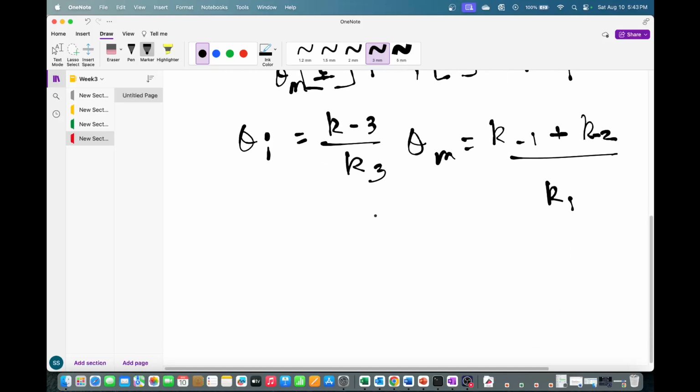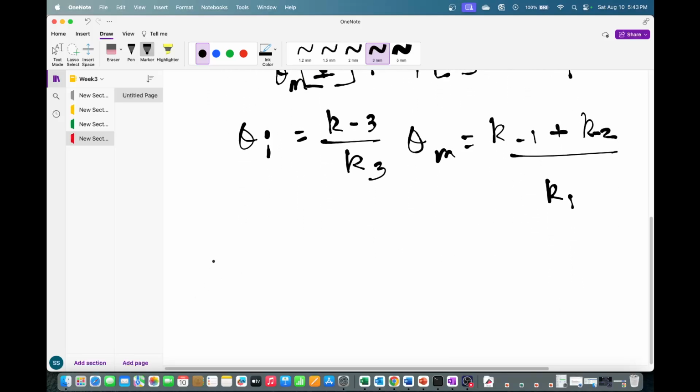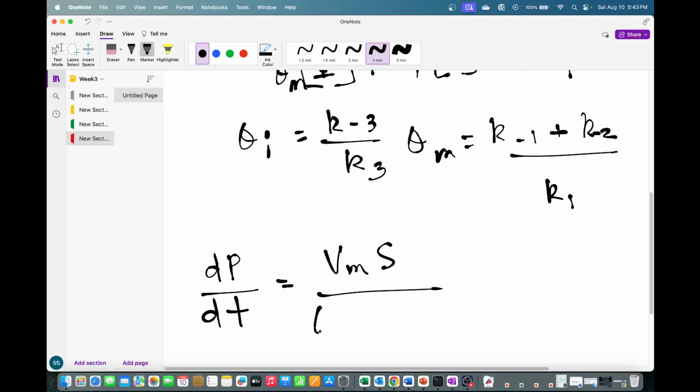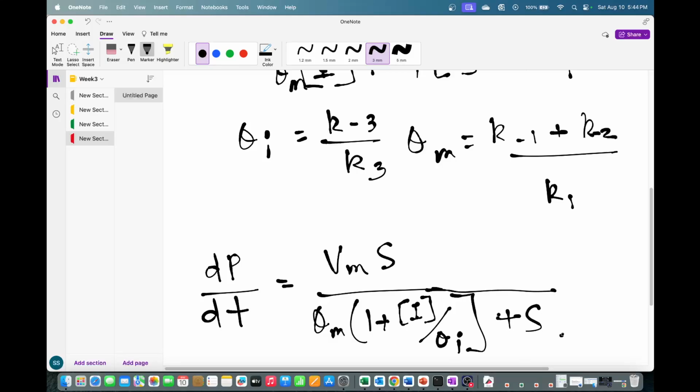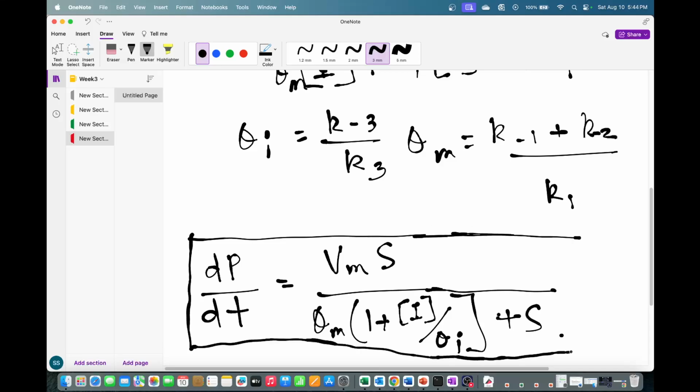Now if you substitute all these values in dP/dt, what you get is this: Vm, where Vm is basically the Michaelis-Menten constant of S over theta m, into 1 plus the concentration of I by theta I, and here on the side there will be another plus S. So this is the formula for the rate of change of product when there is an inhibitor in the system.